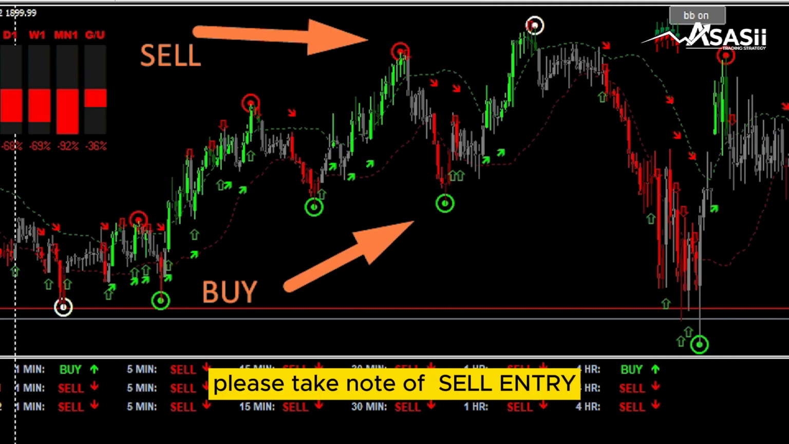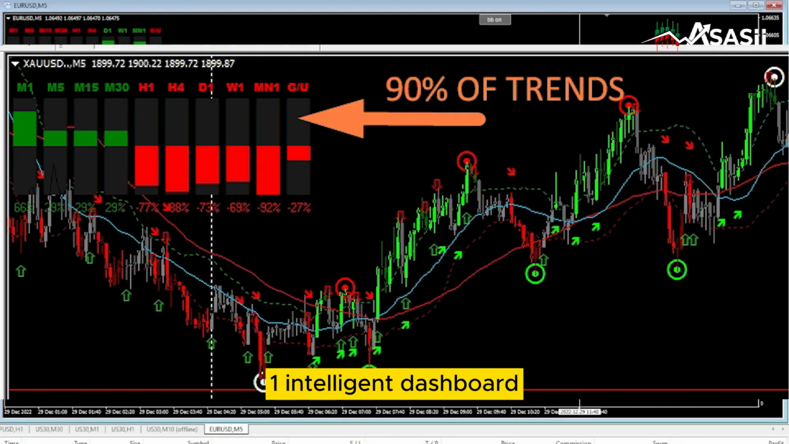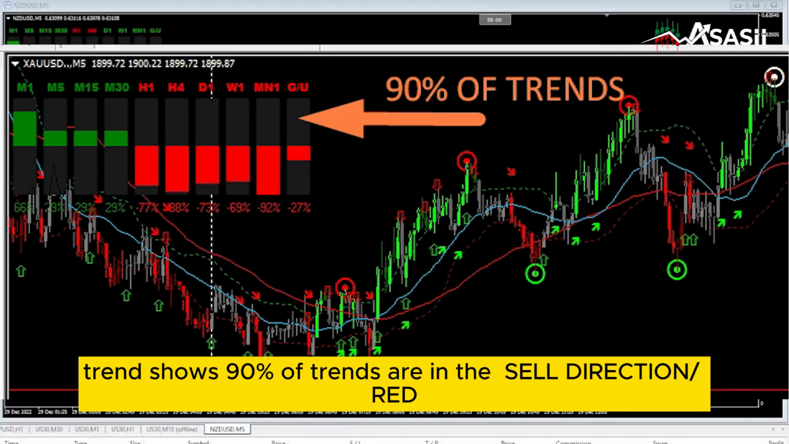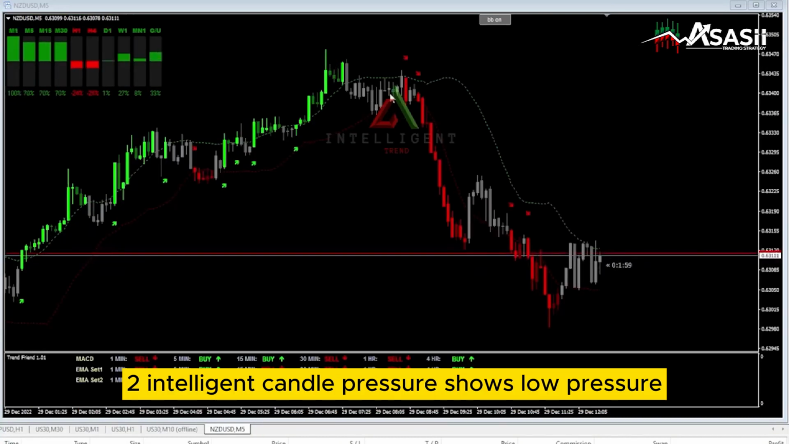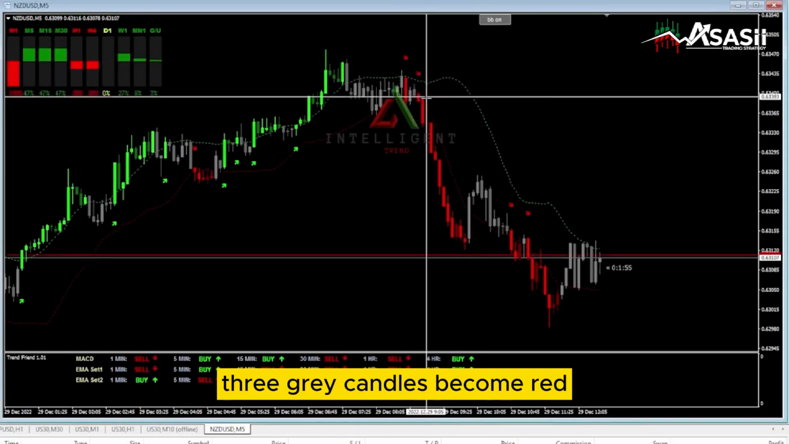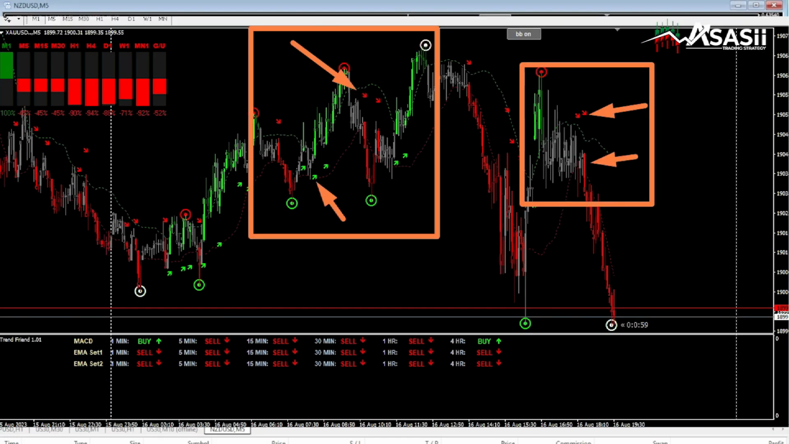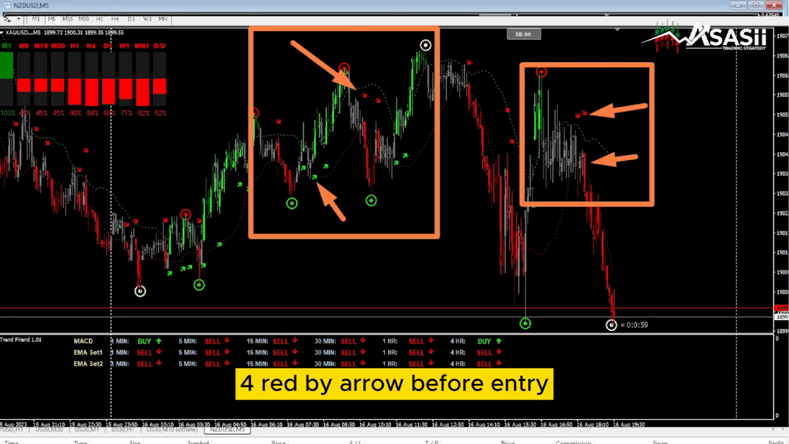Please take note of sell entry. 1. Intelligent dashboard trend shows 90% of trends are in the sell direction. 2. Intelligent candle pressure shows low pressure. 3. Gray candles become red. 4. Red sell arrow. Before entry, wait for the candle close.